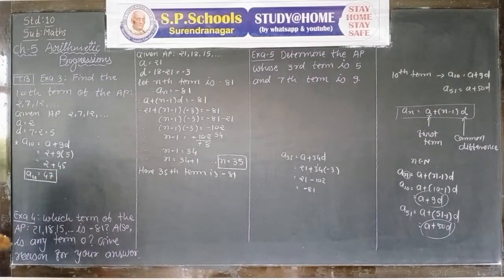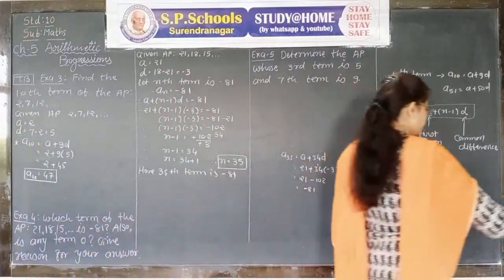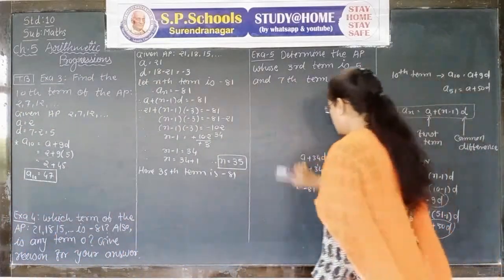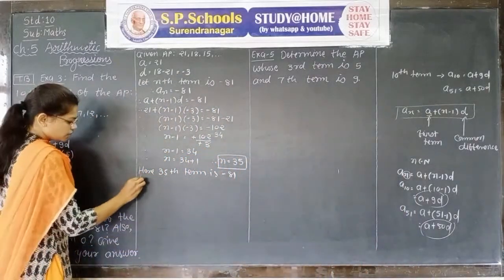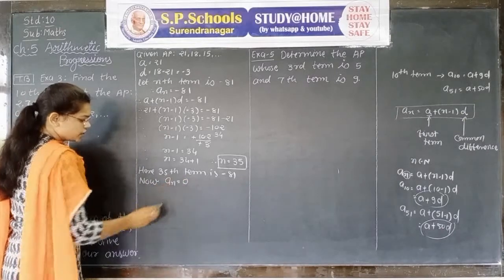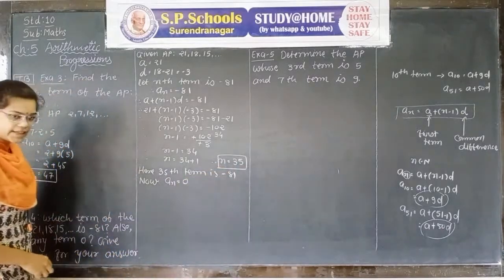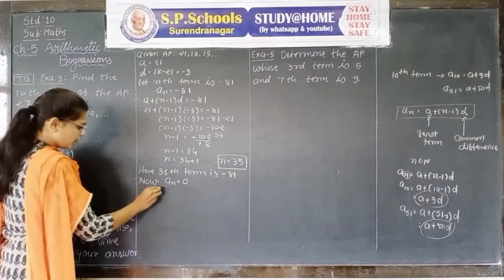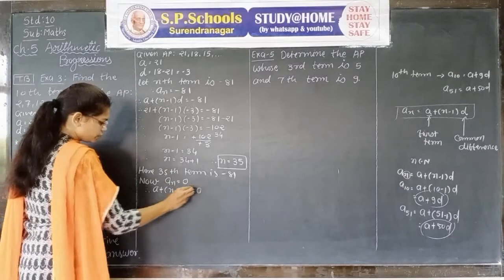Now the second one: is any term 0? The same procedure will be repeated here. If any term is 0, then take an is equals to 0. Whenever we get small n belonging to the capital N, then our answer is true. a plus n minus 1 into d is equals to 0.